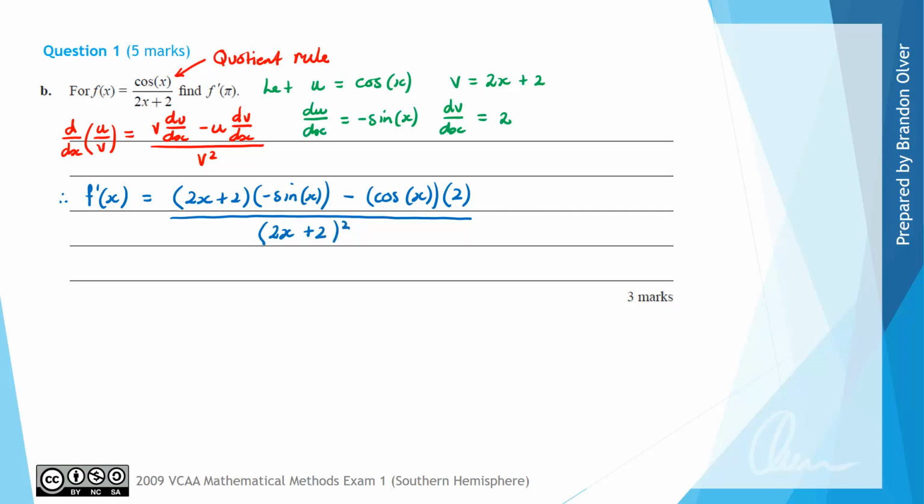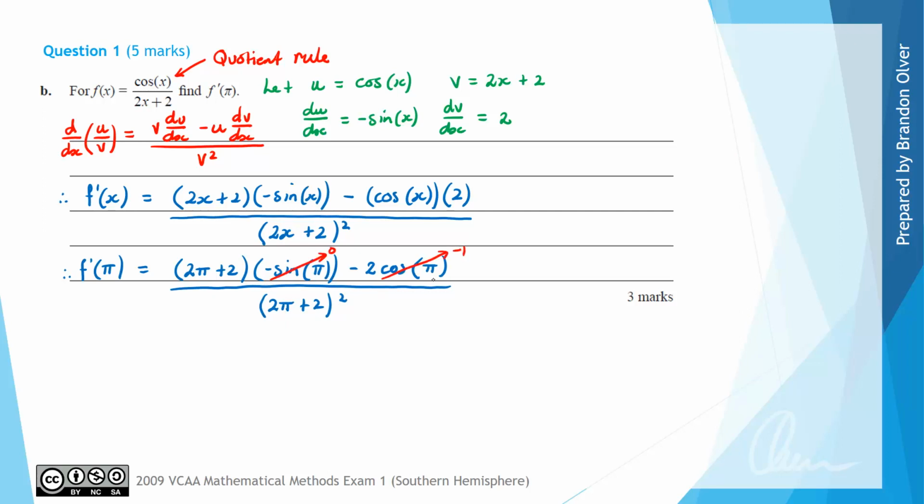Next we need to find the derivative when x is equal to pi, so therefore we have f dashed of pi is equal to 2 pi plus 2 times negative sine of pi minus 2 cos of pi. And then that is still going to be divided by 2 pi plus 2 all squared. Now, using our knowledge of exact values, sine of pi is simply equal to 0, and cos of pi is equal to negative 1. Therefore, the derivative evaluated at pi is equal to 2 pi plus 2 times 0 is simply 0, and then we have minus 2 times negative 1, so it's going to be positive 2 on the top line, and then on the bottom line we're going to have 2 pi plus 2 all squared. So that is the answer for part B of this question.